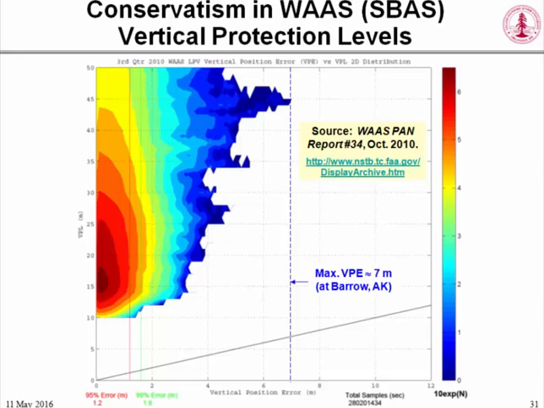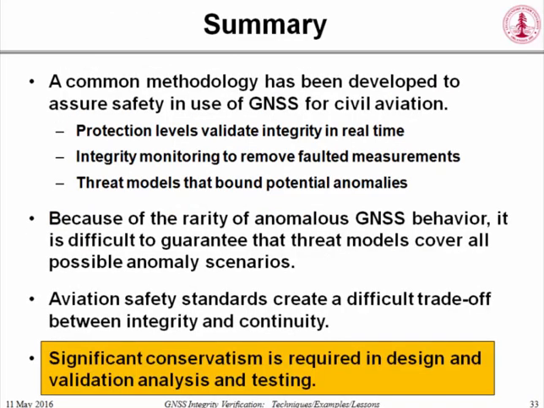This shows real quickly an example from SBAS where over a 3-month period, the maximum error was 7 meters in vertical. You can see that protection levels varying from 10 to 50 meters. I'll skip that. So we have, just briefly, a common methodology to assure safety for civil aviation, and it's adaptable to other systems, keeping in mind that it really is specific to the FAA approach and should be modified, particularly the specific risks.